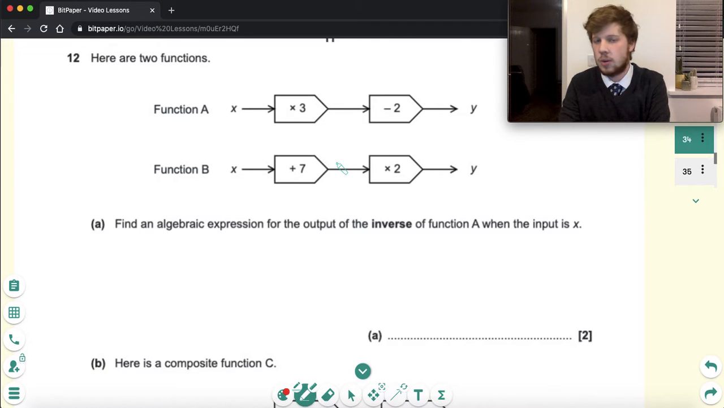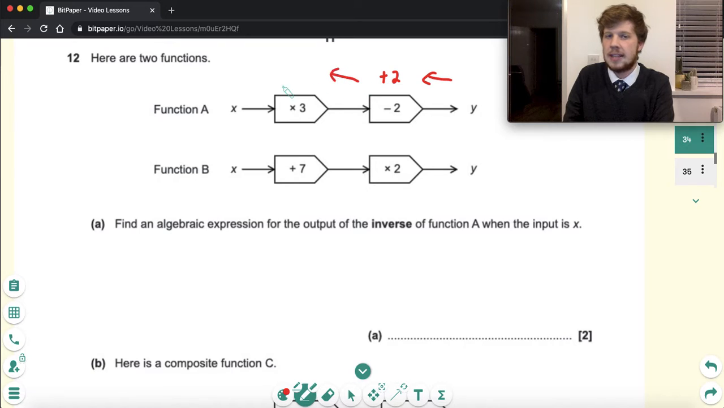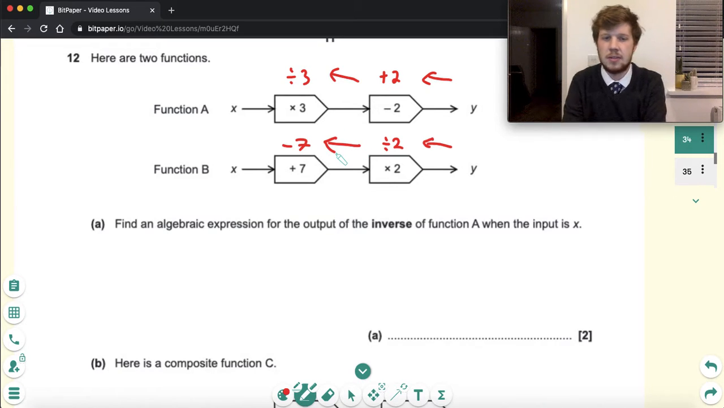Before I even look at the question, I'm just going to have a think about the inverses. So if I was going in the other direction, what would I be doing? Well, instead of taking away 2, I would add 2. And instead of timesing by 3, I would divide by 3. So without looking at the question, this is the first thing I would do every time, because it will just help me clear my thoughts if I do have a question on the inverse.